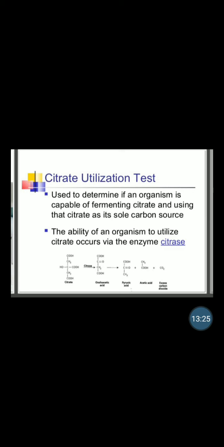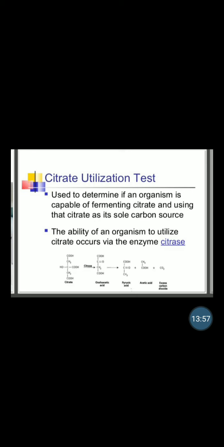Next, the citrate utilization test. This test is used to determine if an organism is capable of fermenting the citrate and using the citrate as a sole carbon source.